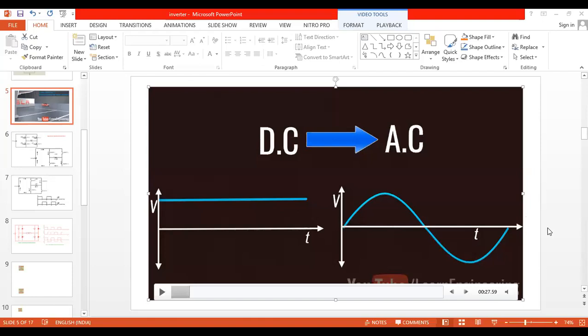So what actually in the inverters we are studying, how many types of inverters we are having? One is bridge inverter, that is full bridge inverter. Another one is the sine wave inverter, which is called the series inverter. So right now, first let us see the animation of the full bridge inverter.